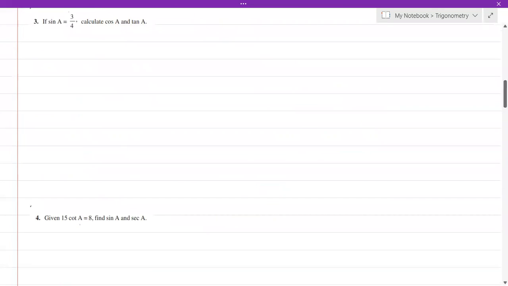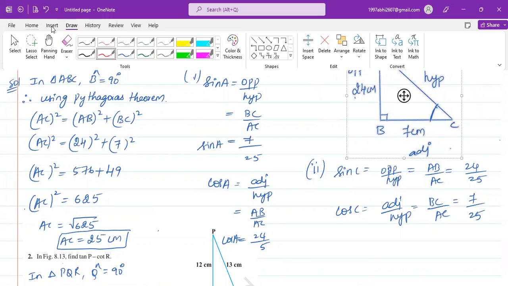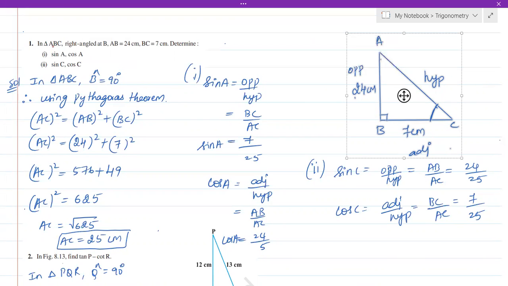A very, very important question. Okay. Now listen. If sine A is equal to 3 by 4, they have given the value of sine. Okay. We have to find the value of cos A and tan A. Okay. Let's do it. First, what we'll do is we'll take a right angle triangle. Let me take this triangle itself.